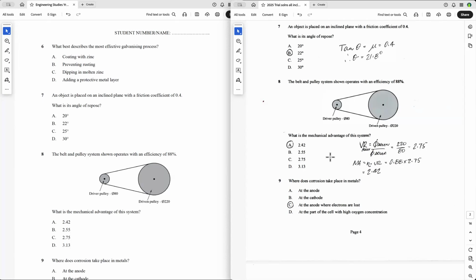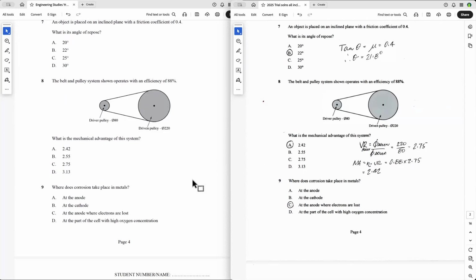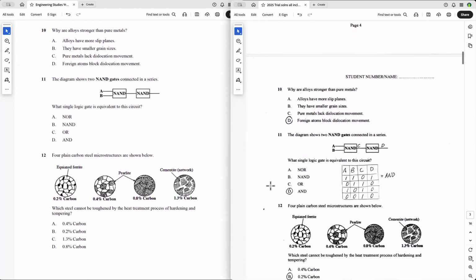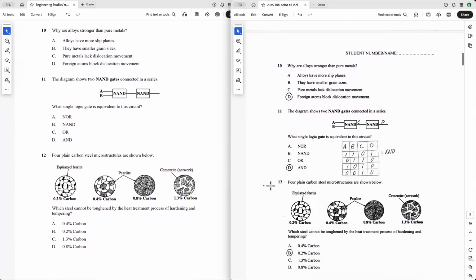Where does corrosion take place in metals? Corrosion always occurs at the anode, where you have a loss of electrons. Question 10. Why are alloys stronger than pure metals? There are three things that inhibit the movement of dislocations. One is foreign atoms, the other is grain boundaries, and the other one is other dislocations. So D is the correct answer there.